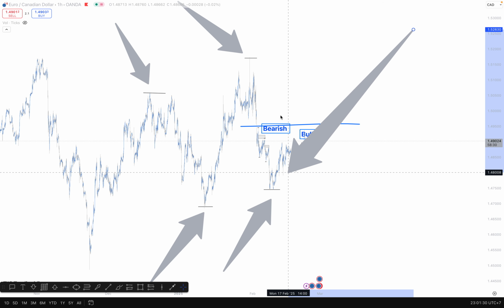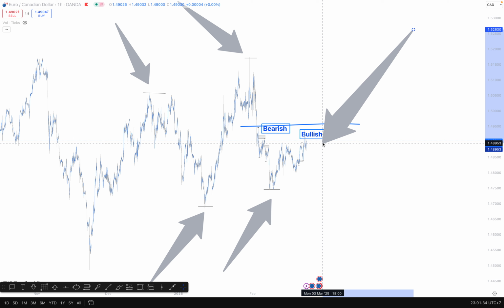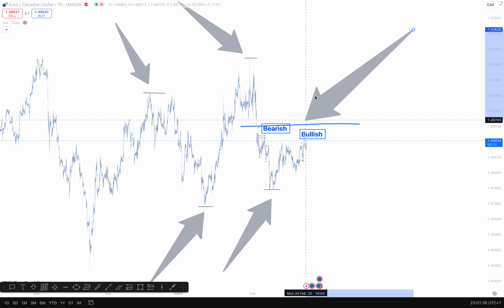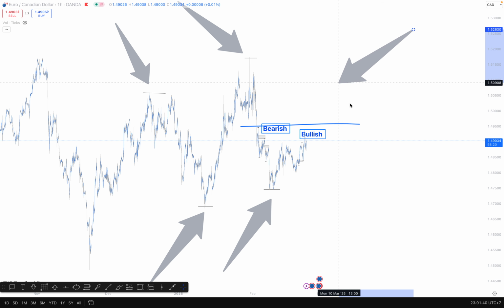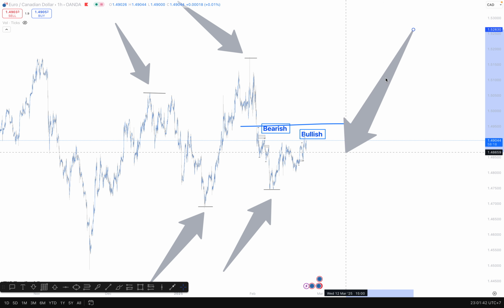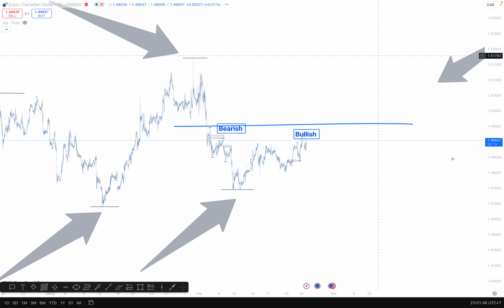Discount areas are where prices are cheap, right? And we're at the low. Premium areas above the blue line are where prices are expensive. Right now, price hasn't reached this level yet, so we are currently where prices are cheap, which gives us an idea of what we should be doing, which is buying.